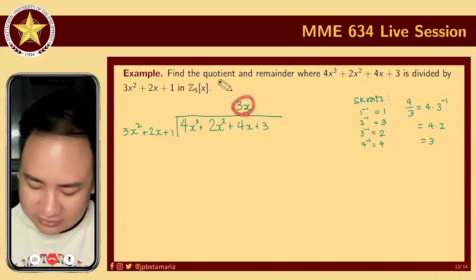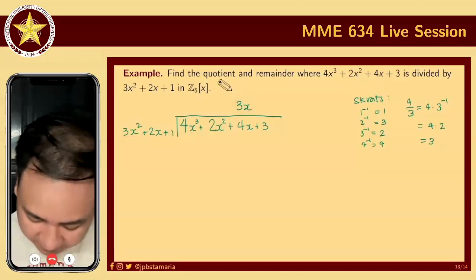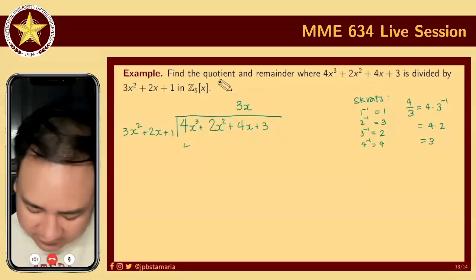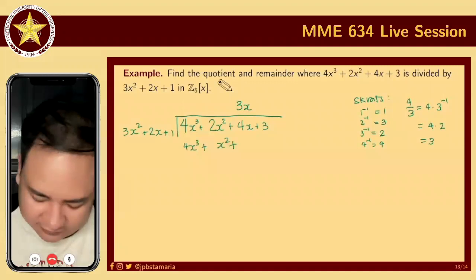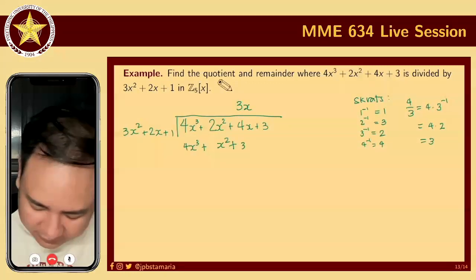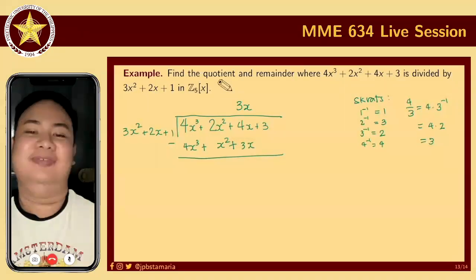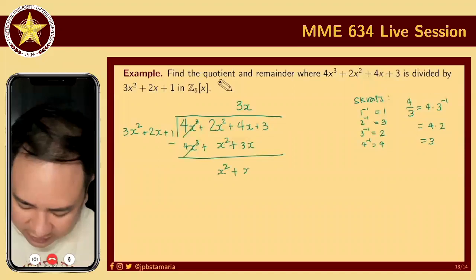Then 3x na to gets multiplied to this. Magiging 3 times 3, 9. Modulo 5, 4. 3 times 2, x squared. 3 times 1, 3x. So, subtract. Naku, magsusubtract ka na naman. 0 na to. 2x squared minus x squared, x squared. 4x minus 3x, x.